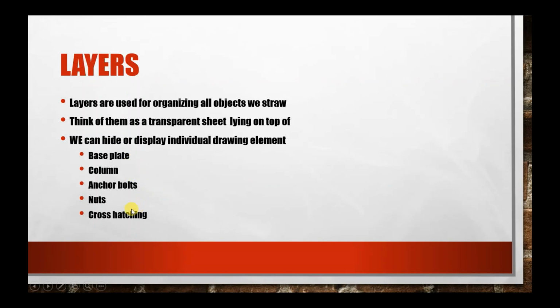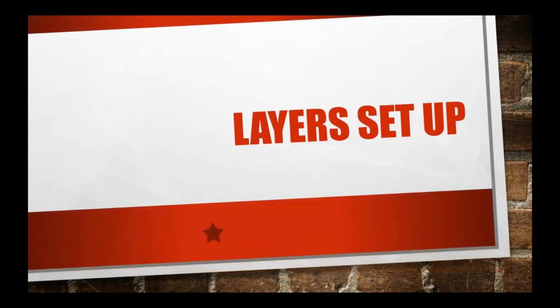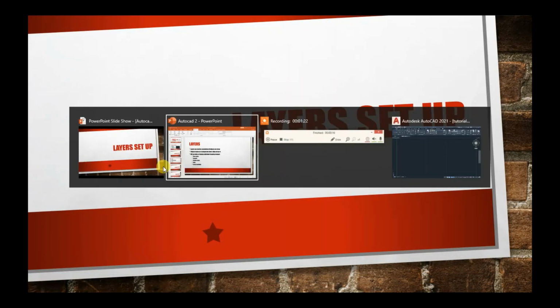anchor bolts, we'll be drawing nuts, we'll also draw cross hatching. Fine. So we'll make all these layers individually. So we'll have a separate layer for base plate, we'll have a separate layer for columns, we'll have separate. So in total we'll make 5 layers now. Fine. I understand that may not be required, but yes, this is a part of the exercise and we'll try to learn how to apply layers. Fine. So let's set up our layers.